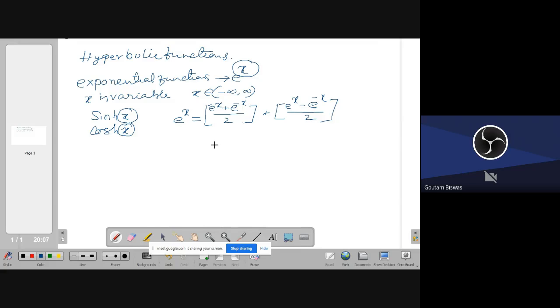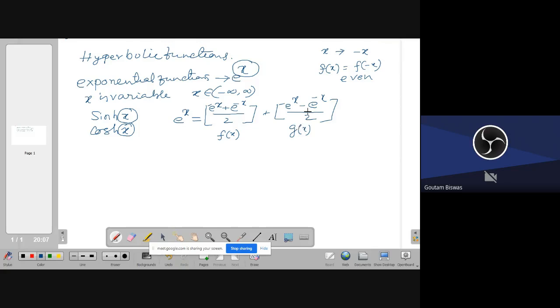Now look at this function. If we change x to minus x, what will happen here? It will be minus and it will be plus, so the total thing remains the same. So let us write it as f(x), and here it is g(x). So f(x) is equal to f(minus x). This type of function is known as an even function.